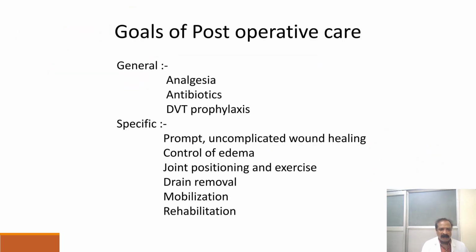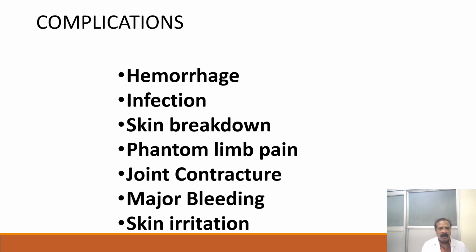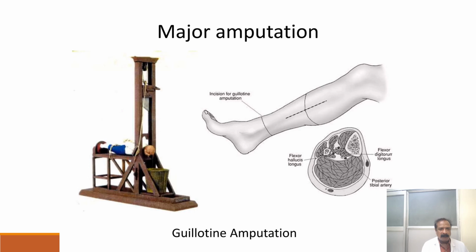So goals: analgesia, antibiotics, DVT prophylaxis. No doubt we should have uncomplicated wound healing. Edema should be prevented. Joint positioning and exercises. Drain removed at 72 hours. Mobilization and rehabilitation are important parts. Complications: there may be hemorrhage, infection, skin breakdown, phantom limb pain and sensation, joint contractures, major bleeding, skin irritation. These have to be prevented.